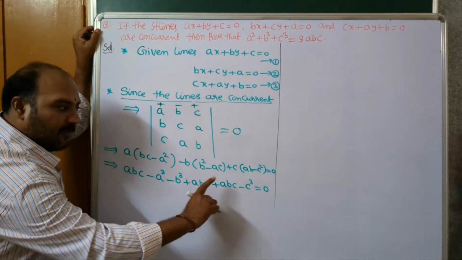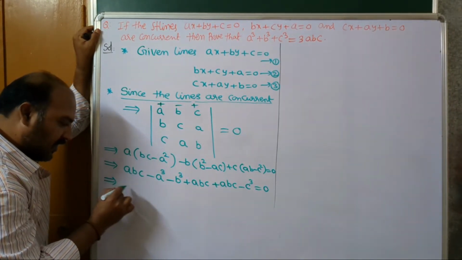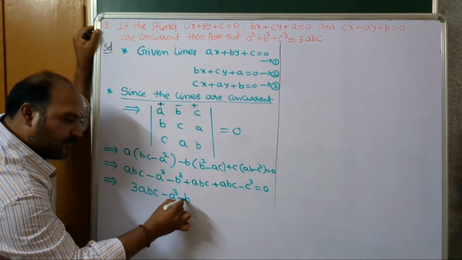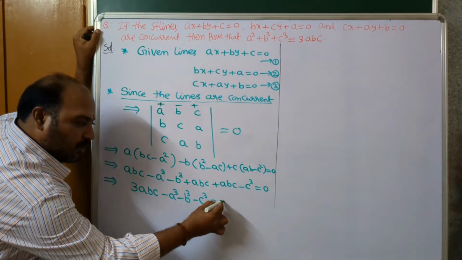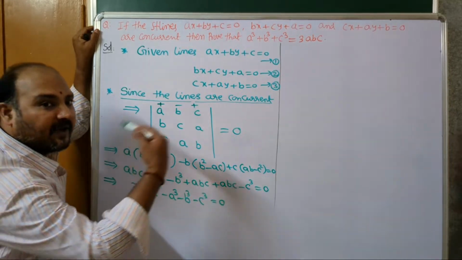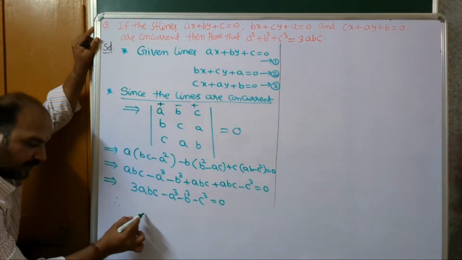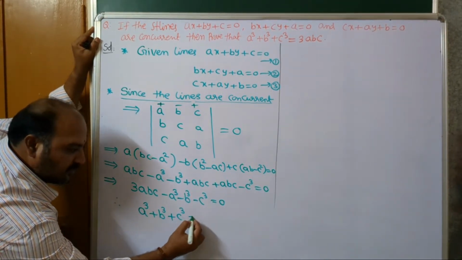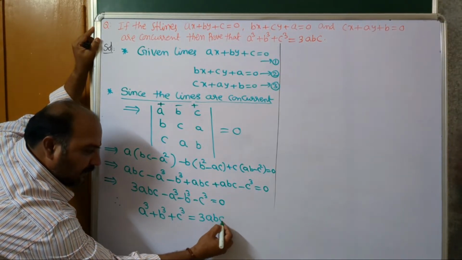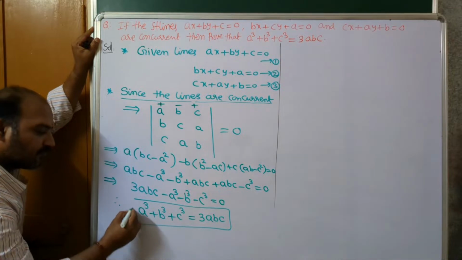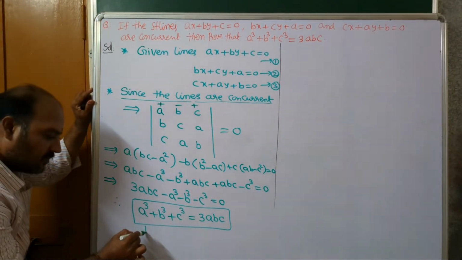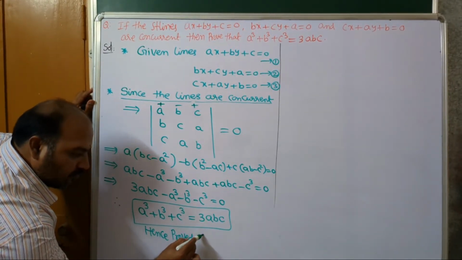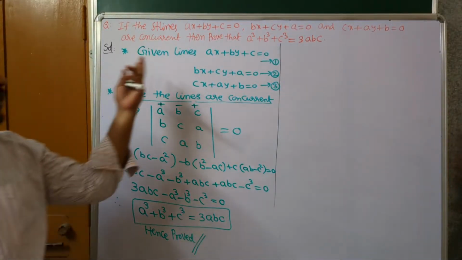So abc plus abc, 3abc minus a cube minus b cube minus c cube equal to 0. All these minus terms we are bringing that side. Therefore, you will get a cube plus b cube plus c cube is equal to 3abc. So hence the result, or hence proved. This is the way we can do that.